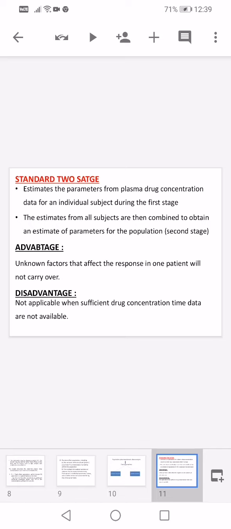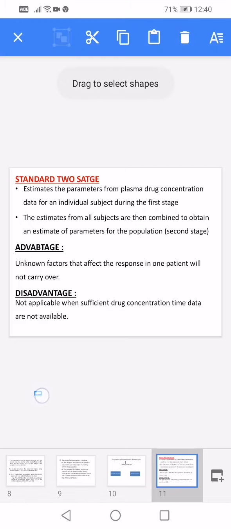So here we are having the two stages. In the first stage, we are going to estimate the plasma drug concentration from the individual subject. So if you are selecting a group of population, we are not going at a time for a group study. In the first stage, we are going to select the first individual, and from that first individual we are going to check the plasma drug concentration. That is the first stage. In the second stage, like that from individual patients we are collecting all the plasma drug concentrations, and we are going to combine all those plasma drug concentrations. That is the second stage.